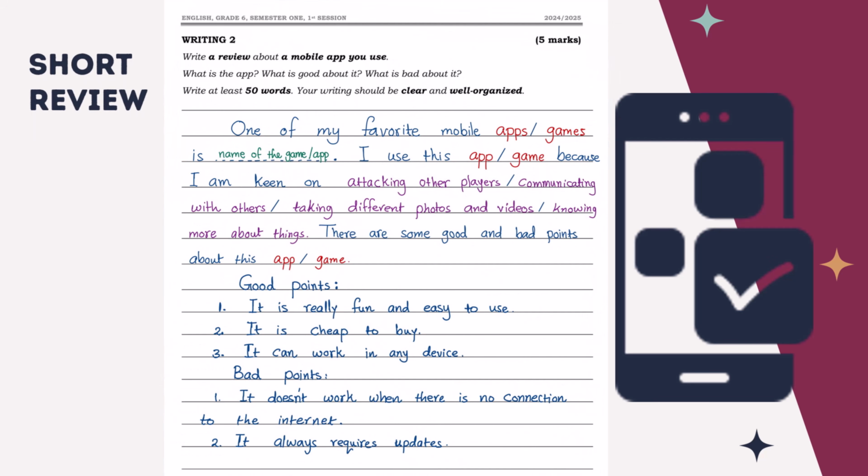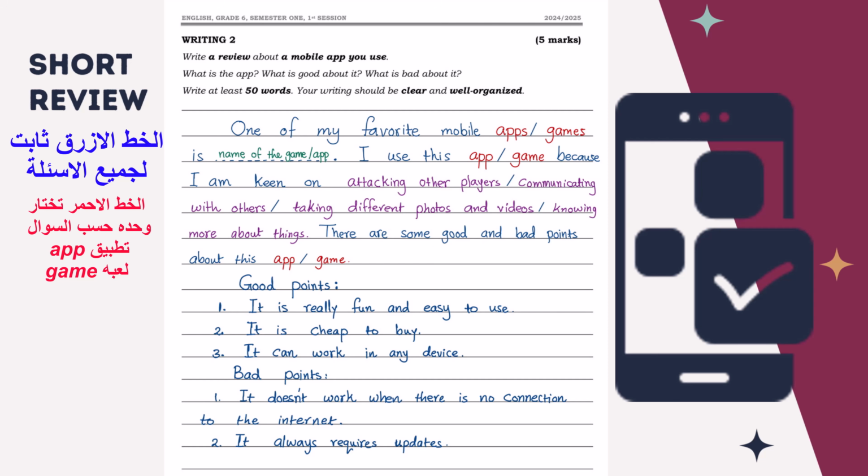We can move on to this template, and this template is also going to help you a lot in your final exam. So let's consider this one. When you have the writing exam, you can start your introduction in this way. One of my favorite mobile apps or games, choose one. If it is an app or application, or if it is a game. Maybe apps can replace games here in this one. And then you need to write the name of this app or game.